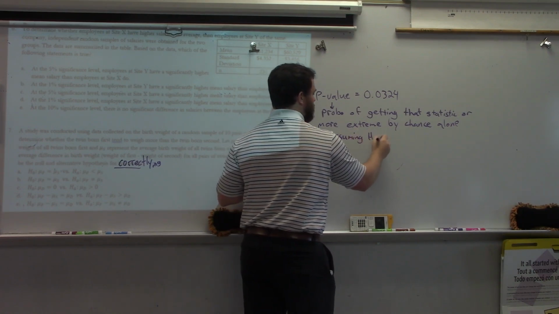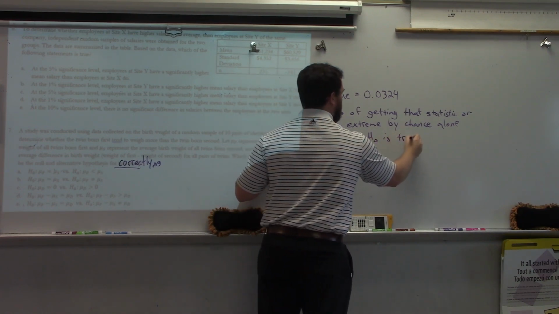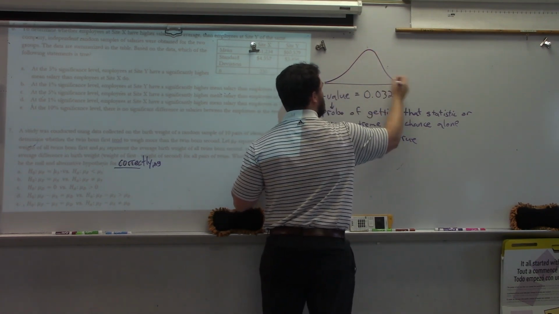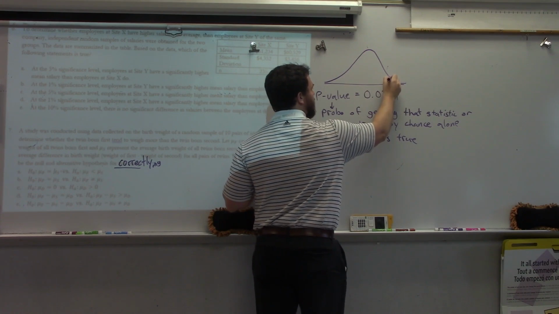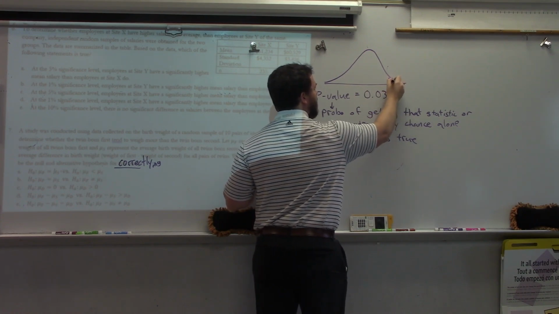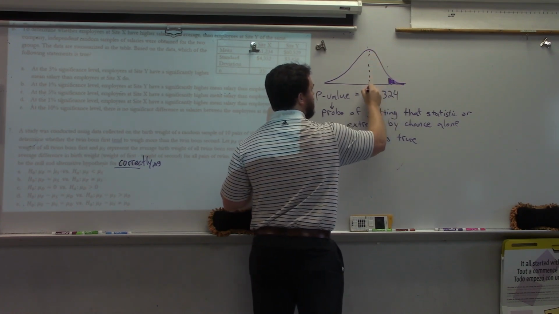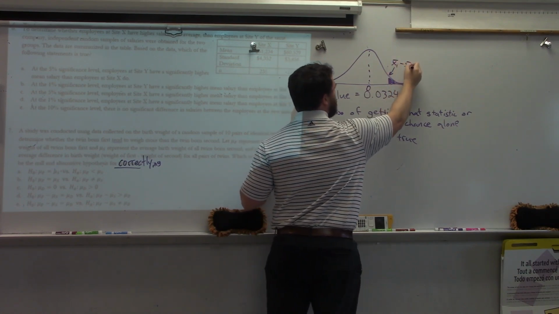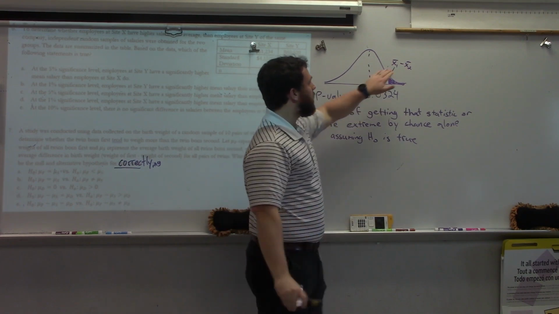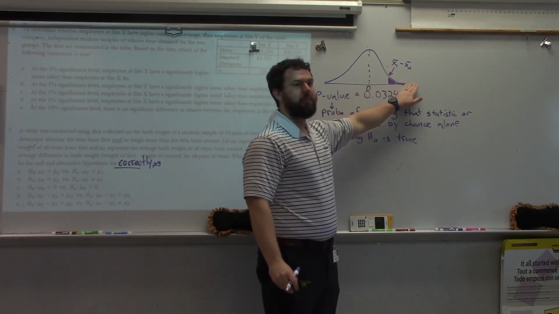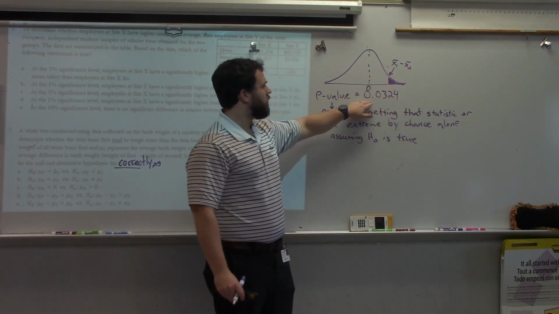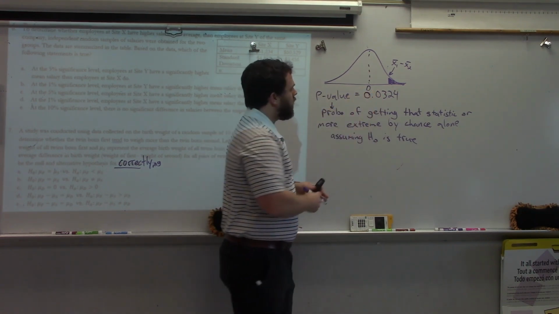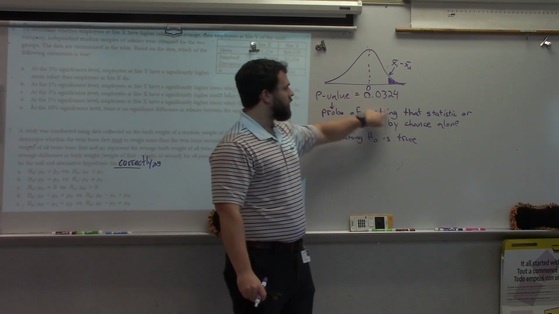That's the first one. So what we're saying in this case is, assuming that the mean actually is 0, whatever x bar 1 minus x bar 2 is, the probability of getting that statistic or more extreme is what in this case? 0.0324. So, Lexi, is that likely to happen by chance alone?